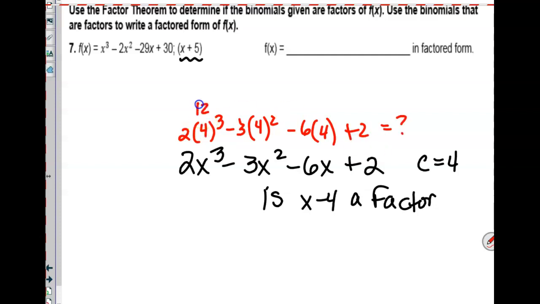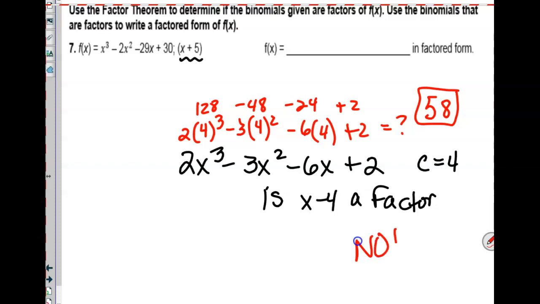Somebody help me. I think this is 128 minus 48 minus 24 plus 2, 72, 56. Is it 58? Oh my gosh, I don't know how I got that right. Okay. So 58 is what we get. So is x minus 4 a factor?